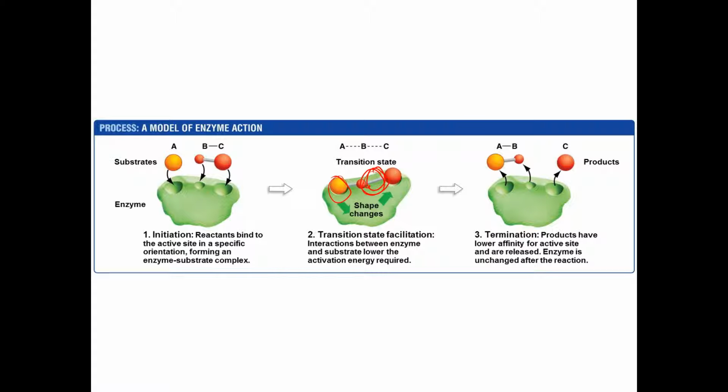So now the reactants have oriented themselves in the proper spatial arrangement so that the reaction can move forward. Now you have the formation of this new chemical bond between A and B. The bond that links B and C is broken. Your products are released, and your enzyme goes back to its normal shape.